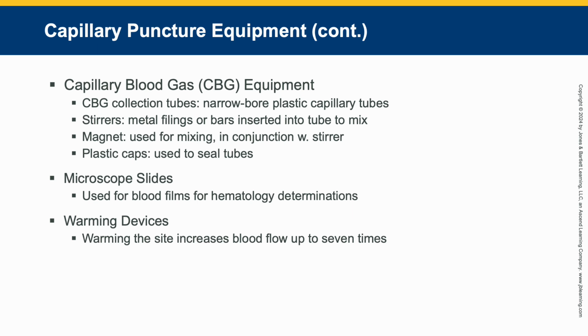Okay, capillary blood gas equipment. Let's discuss this for a minute. This is obviously used for what it says, capillary blood gases. Usually the collection tubes are long, thin, narrow little capillary tubes. They're plastic, usually for safety. They come in different sizes for different volumes and different pieces of equipment, but the most common is 100 millimeters long and holds 100 microliters.